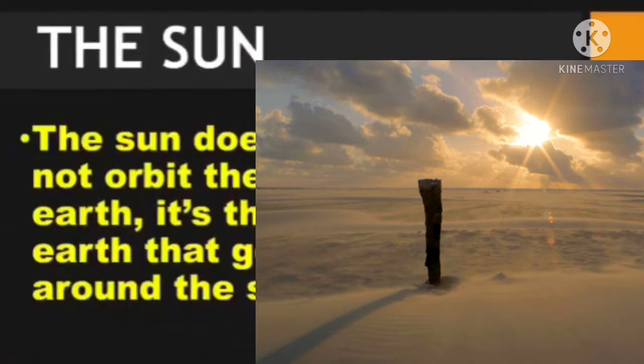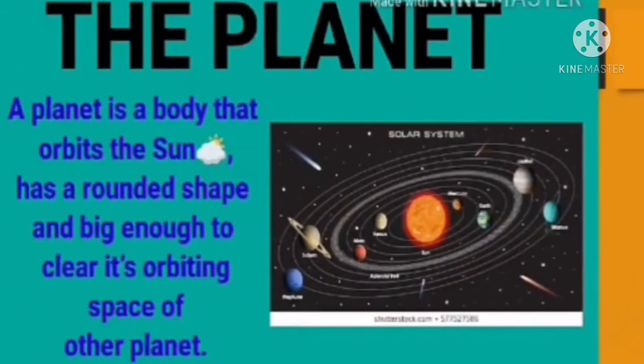So the sun produces all the heat, and now we've talked about the sun. Now let's talk about the planet. A planet is a body that orbits the sun. It has a rounded shape and is big enough to clear its orbiting space of other planets. Now look at the sun in the middle of this image. The 8 planets are orbiting round the sun. They are going round the sun. As they are moving around, anything that is blocking their way, they are big enough to clear it off. So a planet is a body that orbits the sun, has a rounded shape, and is big enough to clear its orbiting space of other planets.